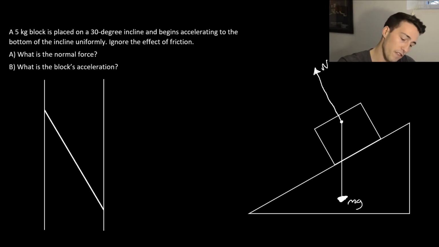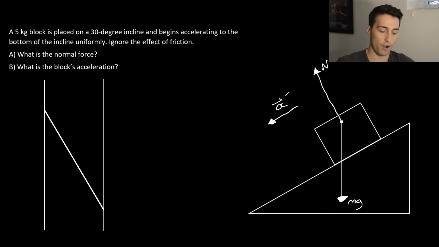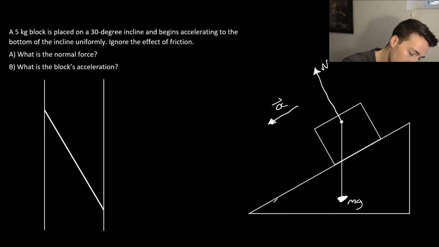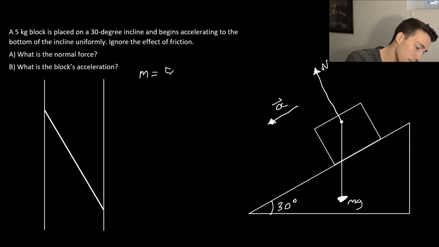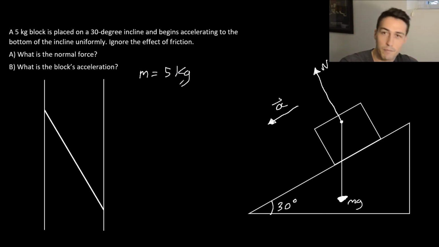But we do know that this block is now accelerating in this direction. So it's moving down the ramp. We're basically coming into this problem where the block is now just placed on the ramp and it starts to accelerate with a constant acceleration. We also have the fact that this is a 30-degree incline. You can write 30 degrees there. We have the mass of the block, so the mass is equal to 5 kilograms. And that seems to be all the things that we know.